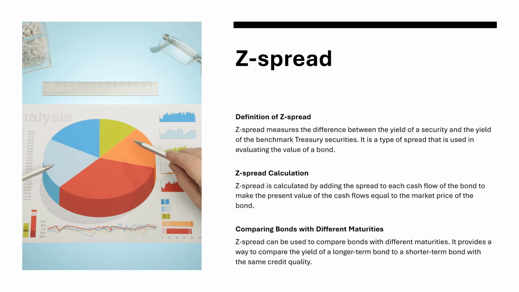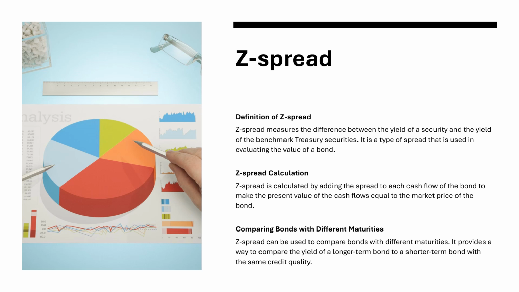Z-spread. Definition of Z-spread. Z-spread measures the difference between the yield of a security and the yield of the benchmark Treasury securities. It is the type of spread that is used in evaluating the value of a bond. Z-spread calculation. Z-spread is calculated by adding the spread to each cash flow of the bond to make the present value of the cash flows equal to the market price of the bond.